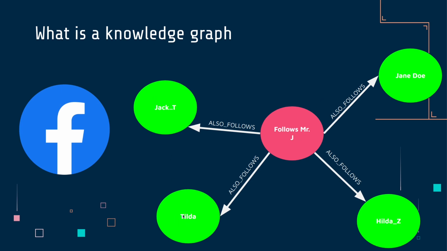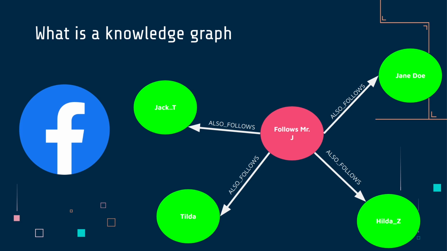You don't know anything about Tilda, you don't know anything about Hilda, you don't know anything about Jendo. But suddenly Facebook is suggesting to you other friends that you might follow. So it's suggesting to you that you can follow Mr. T as well. You can follow Tilda, you can follow Hilda, and you can follow Jendo. But you don't know all these guys. How does Facebook know that you'd likely follow these guys?